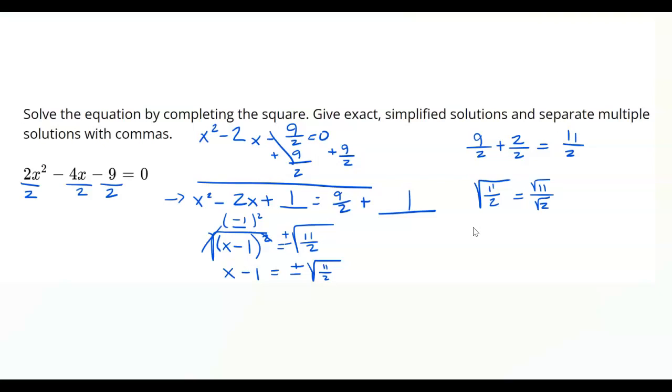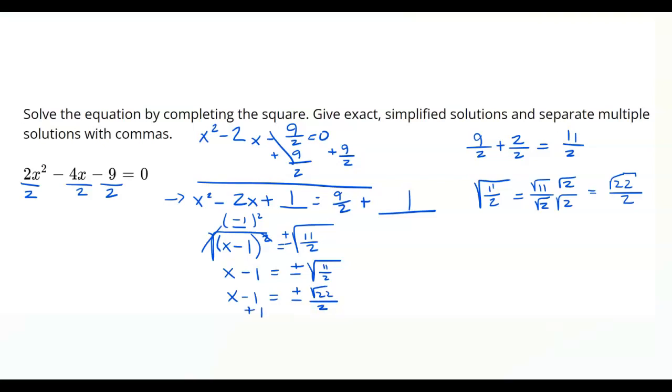Well, square root of 2 is not a perfect square, and so I'm going to multiply both by square root of 2 to rationalize that. So I've got 11 times 2, I get square root of 22. I can see that's not going to cancel. There's nothing that I could bring out. Square root of 2 times square root of 2 just gives me 2. And so that's what this becomes. So x minus 1 equals plus or minus square root of 22 over 2.